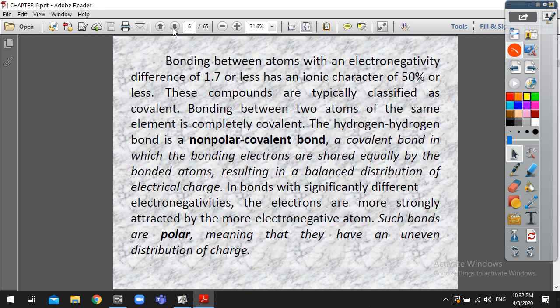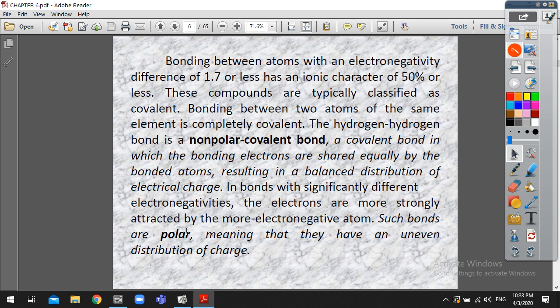What is nonpolar? What does polar mean? What is the nonpolar covalent bond? What is the polar covalent bond? As we know, a nonpolar covalent bond means the electronegativity difference is lower than 0.3. What was the definition? The covalent bond in which the bonding electrons are shared equally by the bonded atoms, resulting in a balanced distribution of electrical charge. It means that if the atoms' electronegativities are close, nearly the same, or the difference is lower than 0.3, this type of bond is called a nonpolar covalent bond. They are sharing and attracting equally, so it forms a nonpolar covalent bond.